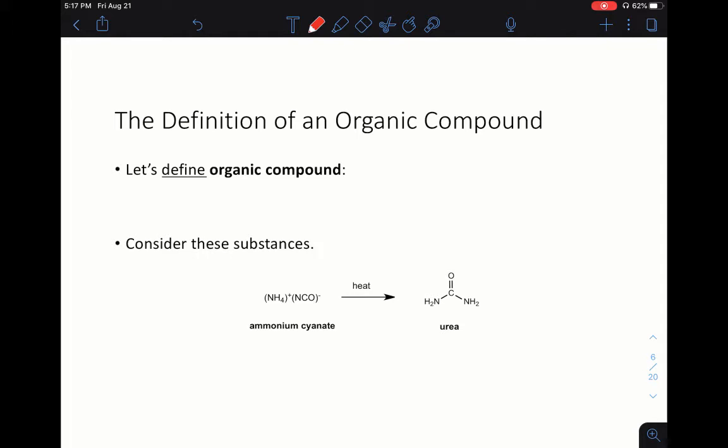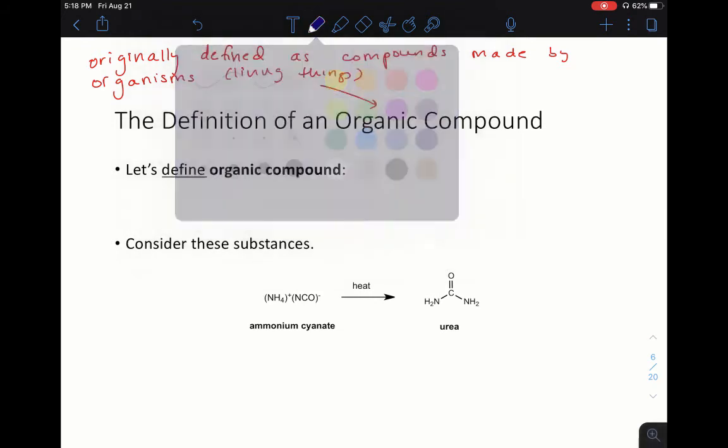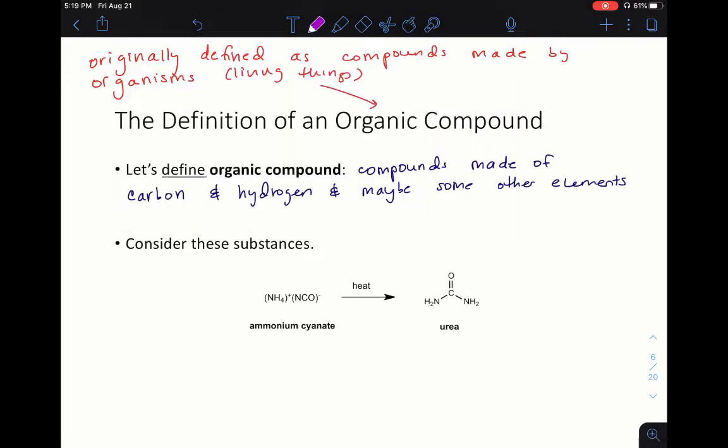So what is an organic compound? Organic compounds were originally defined as compounds made by organisms, by living things. The modern definition of organic compounds, however, is those that are made out of at least carbon and hydrogen, and maybe some other elements. Those other elements may be oxygen, nitrogen, sulfur, phosphorus, chlorine, and some others.